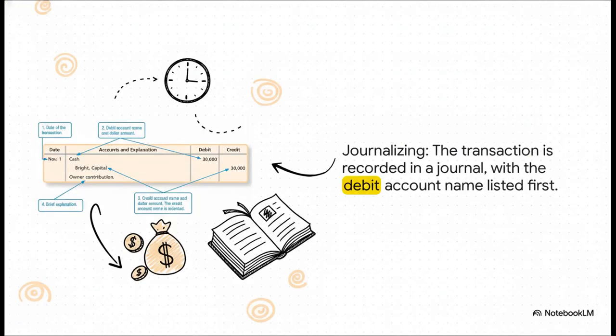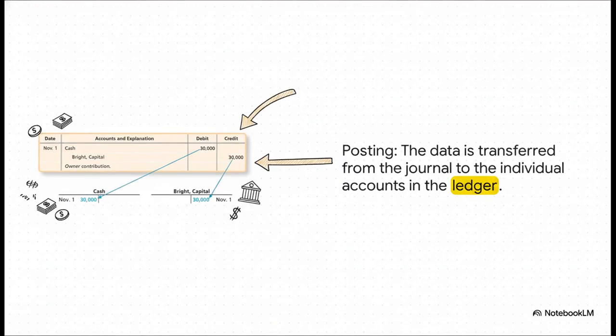Next, we journalize it. Think of this as the official first draft of the story, written down in a log called the journal. And notice the format. It's very specific: the date, the debit account is listed first, and the credit account is listed below it and indented. And the amounts are in their own columns, a $30,000 debit and a $30,000 credit. And the final step is to post. All this means is we take those numbers from the journal entry and we update the balances in their own individual T accounts. So the $30,000 debit goes on the left side of the cash account and the $30,000 credit goes on the right side of the owner's capital account.